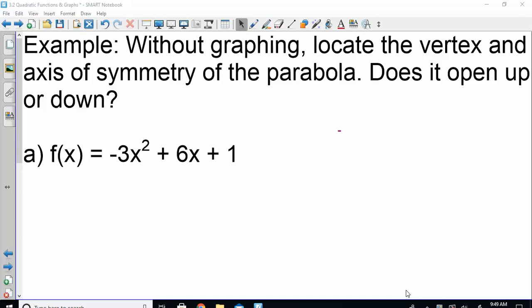The negative. If it's positive, it's just a regular parabola, so it opens up. This one's a negative, so it would open down. I didn't ask this, but would it have a maximum or a minimum? Maximum. If it's an upside down parabola, that vertex is your high point, it's your maximum. Okay, how do we find our vertex?